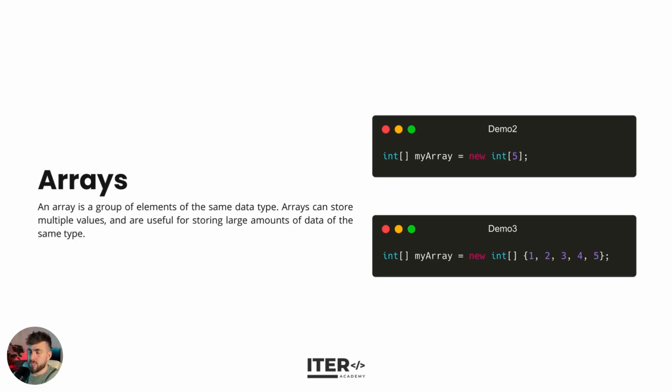As I mentioned, this is just an example to show you how it looks, but we will discuss all of the array details in future lessons. So the demo 2 will create an array of integers with a length of 5. We can also initialize the elements of an array when we declare it, like on the demo 3, in a single line.